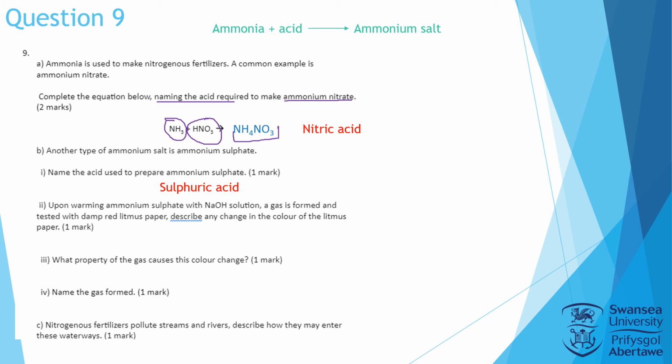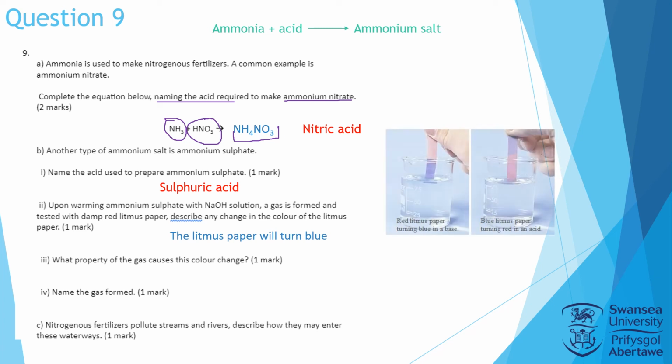And someone took some damp red litmus paper and tested it. If they tested it, what would they see? They would see that the litmus paper would turn blue because of the alkaline gas that is being given off, the ammonia gas that has been given off during this reaction. And we can see just a little picture of what happens when you put either red litmus paper in a base, or in this case, we've got blue litmus paper. Oh no, we got the red.